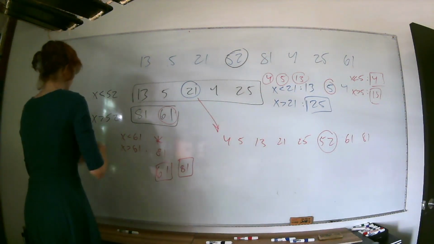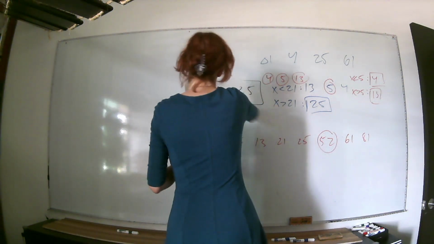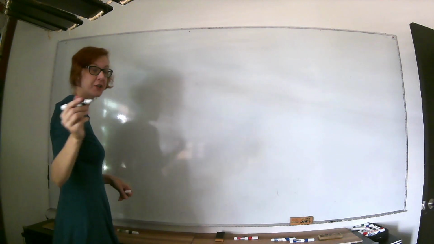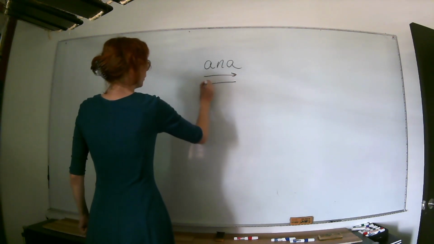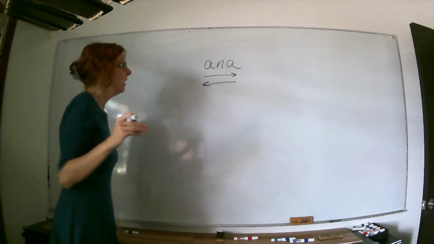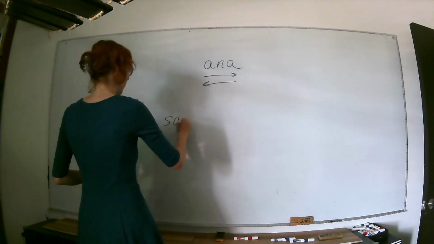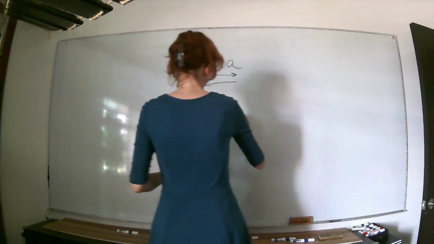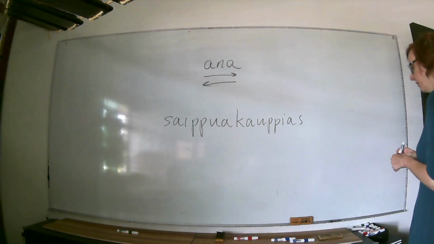Okay, let me erase all this quick sort stuff. And let's start with palindromes. Those are much easier. If you have a word like Anna, it doesn't matter if you read it in this order or in that order, that's going to be a palindrome. When you write code for checking for that, what you really need to be doing is recursively getting rid of letters. I'm going to give you a palindrome in my native language. This means soap salesman, vendedor de jabón.